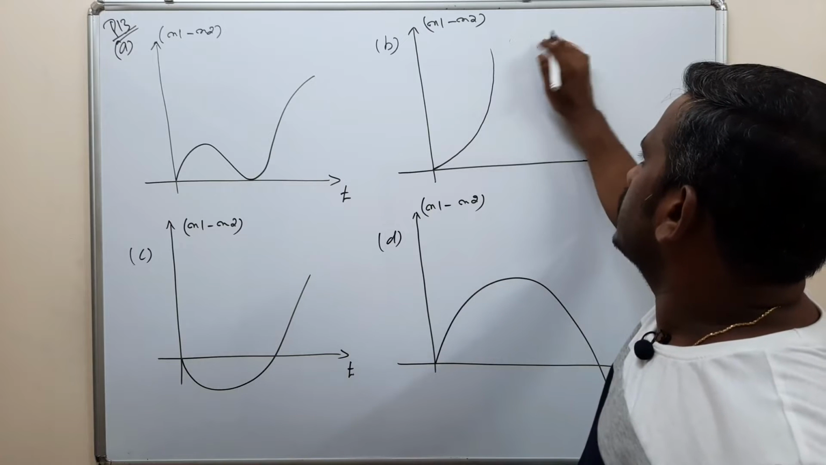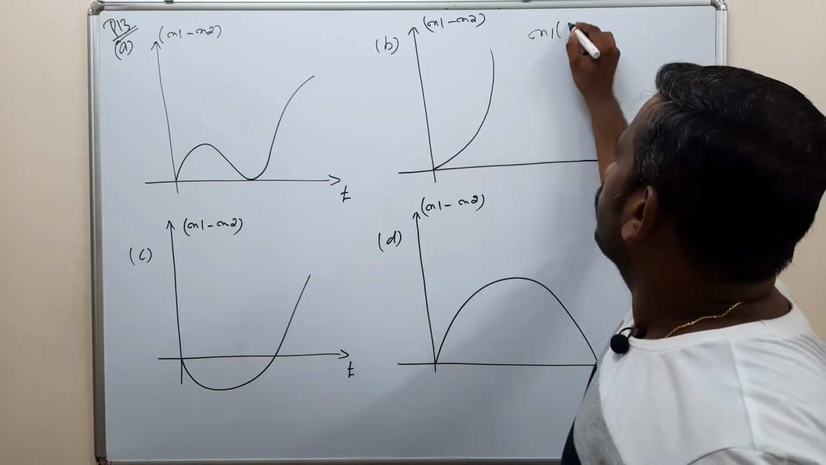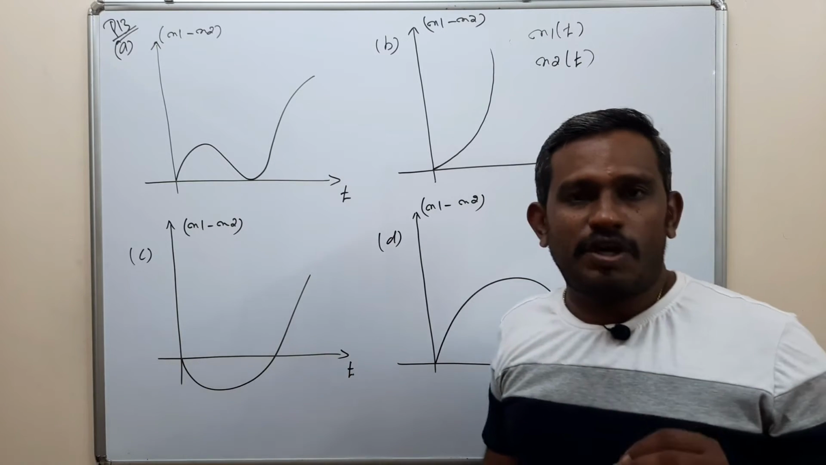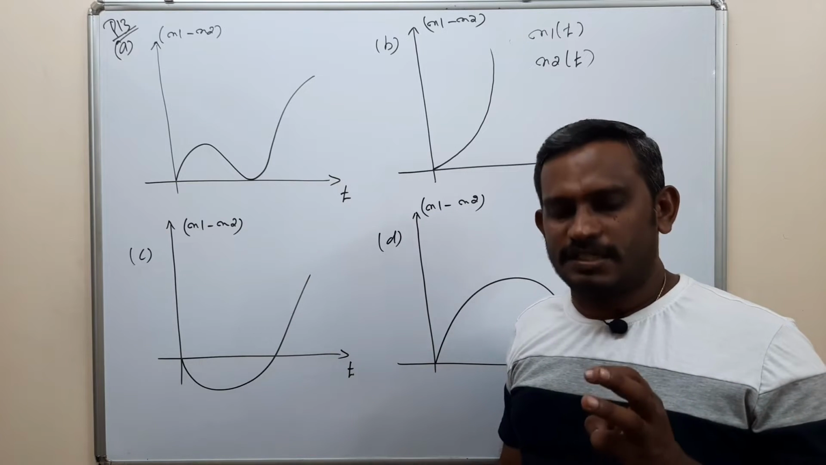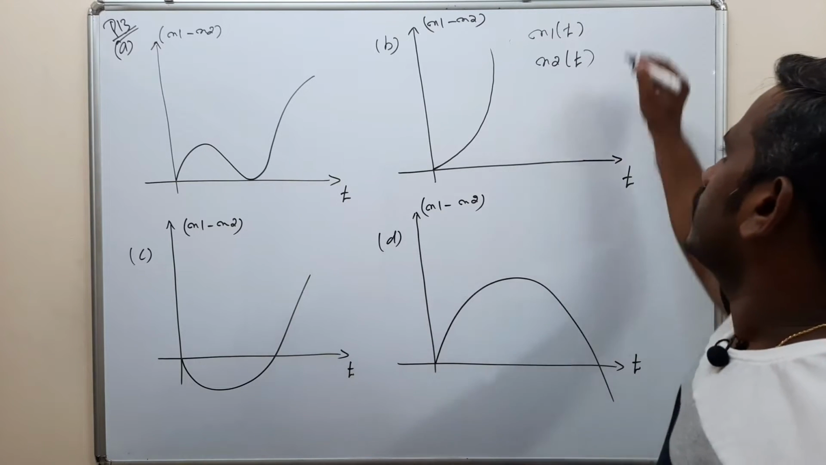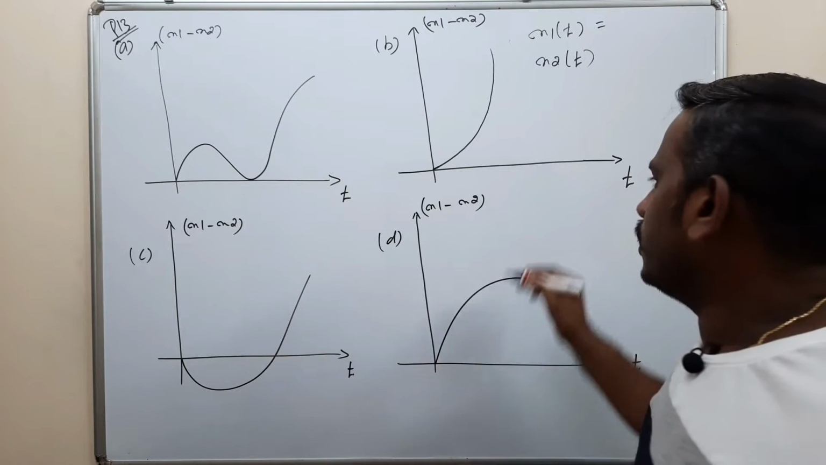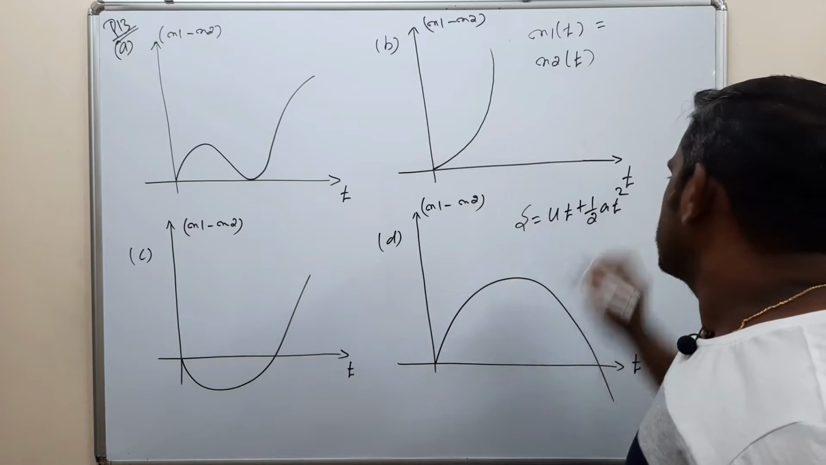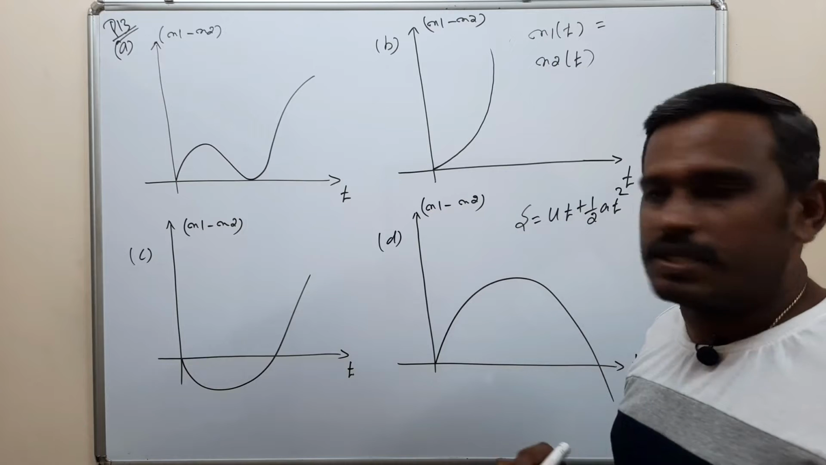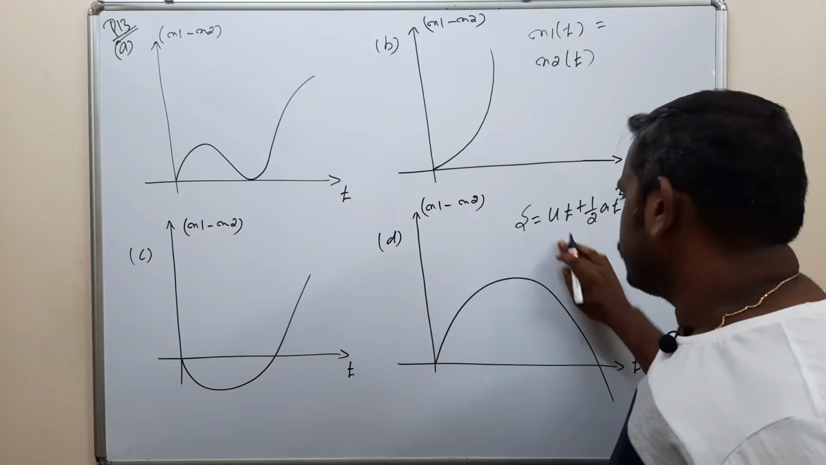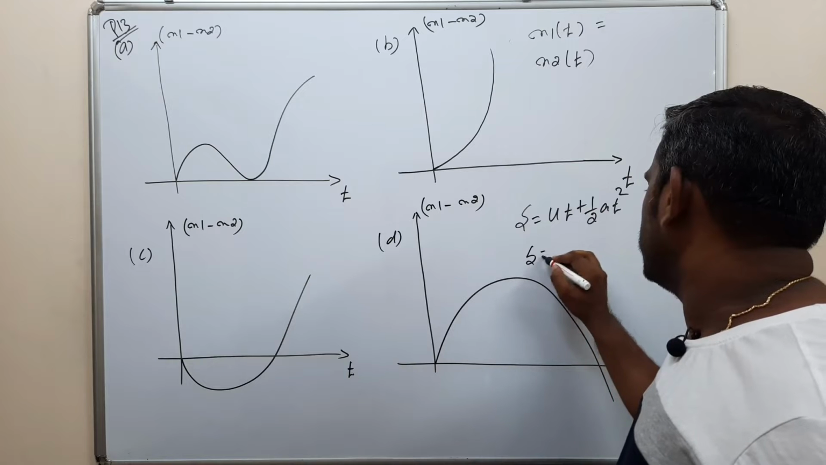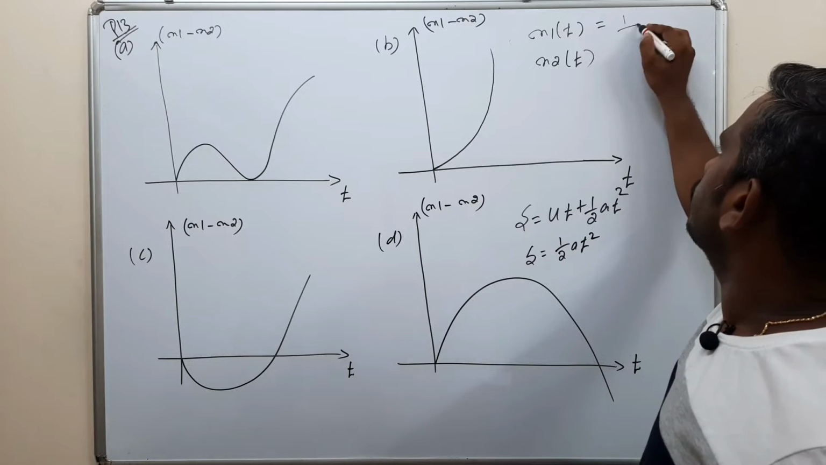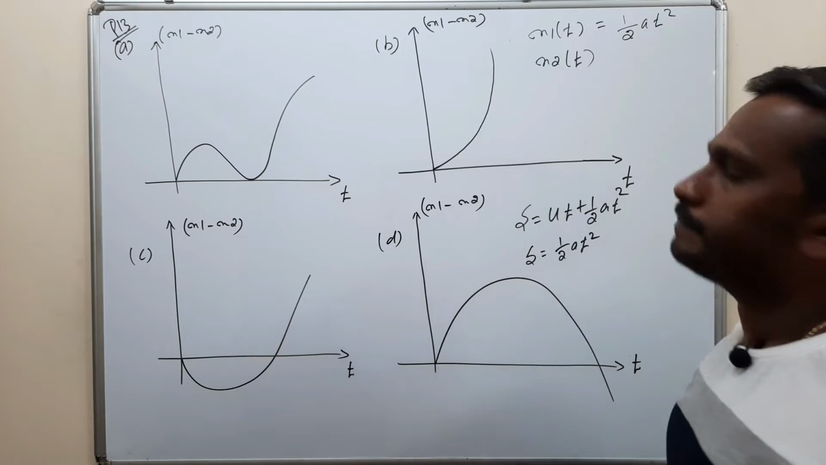The first body is x1 of t and the second body is x2 of t. The first body starts from the origin and moves with a constant acceleration. So the position of the body we can find with the equation s is equal to ut plus half at square. The initial velocity is equal to 0, since it starts from rest. So x1 of t is equal to half at square.